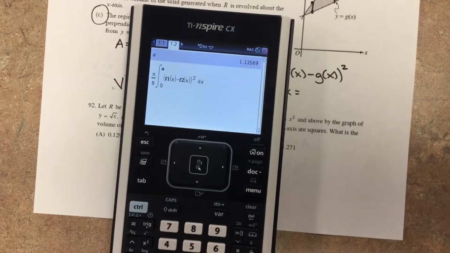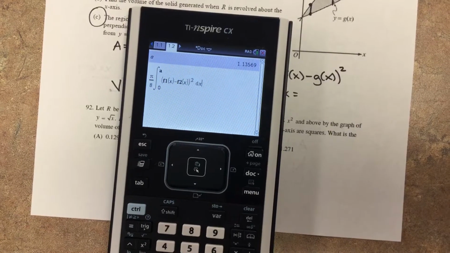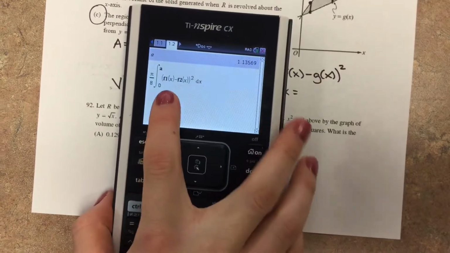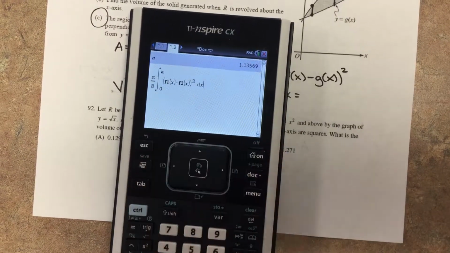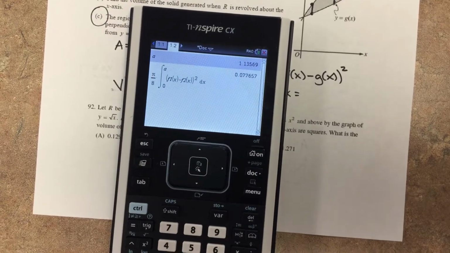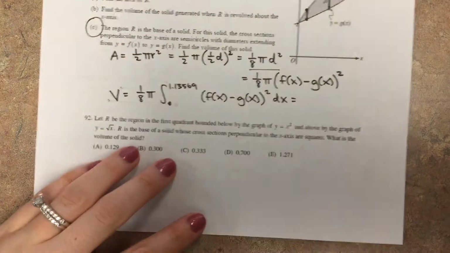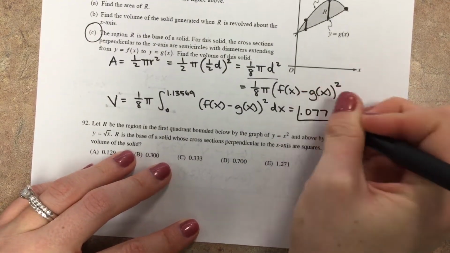Okay, so that would be our setup. The pi over 8, I put out front. 0 is our lower bound. A is what we just had stored. And then I stored the sine function as f1 on the previous page, and the exponential function was f2. And I'm squaring it. And this is my teeny tiny little answer, so either 0.077 or 0.078. There we go.